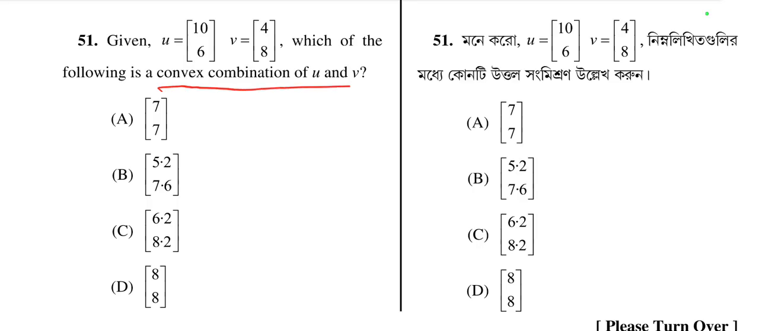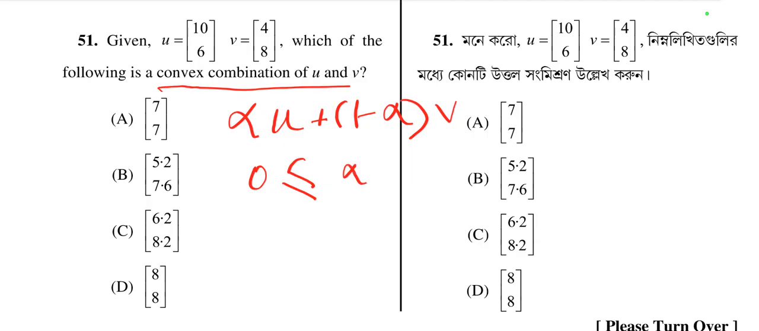A convex combination of two vectors u and v is a vector of the form alpha u plus (1 minus alpha) v, where alpha's value ranges from 0 to 1, that is, 0 less than or equal to alpha less than or equal to 1. If alpha ranges from 0 to 1, then it will be a convex combination. So option by option, we put the values in this equation.